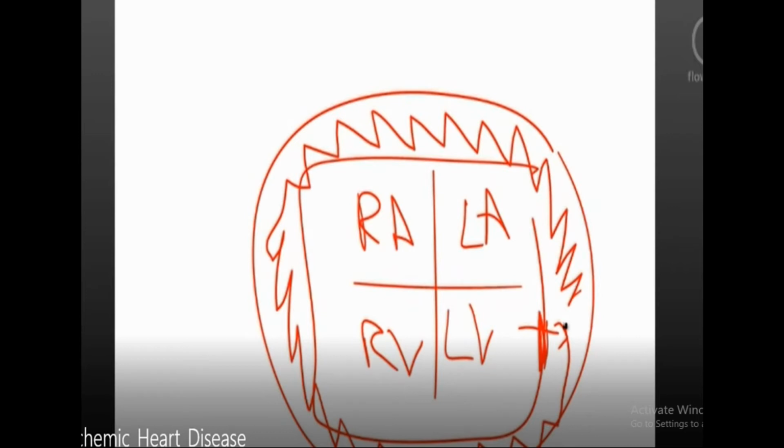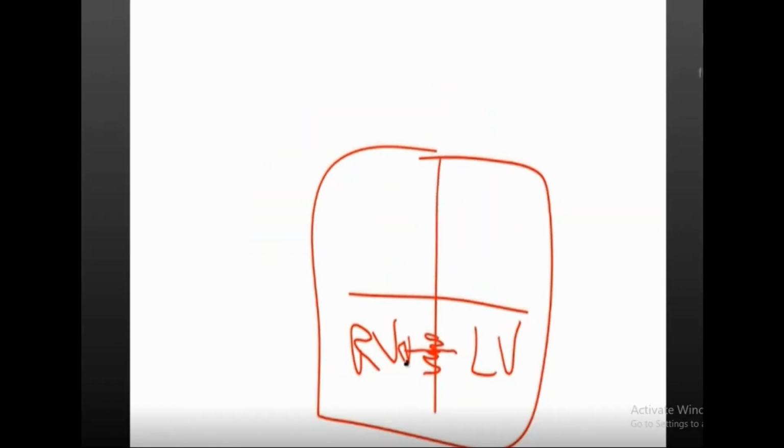And in the next picture, what if the rupture happens in the interventricular septum? The blood leaks from the left ventricle to the right ventricle, which is known as a shunt.